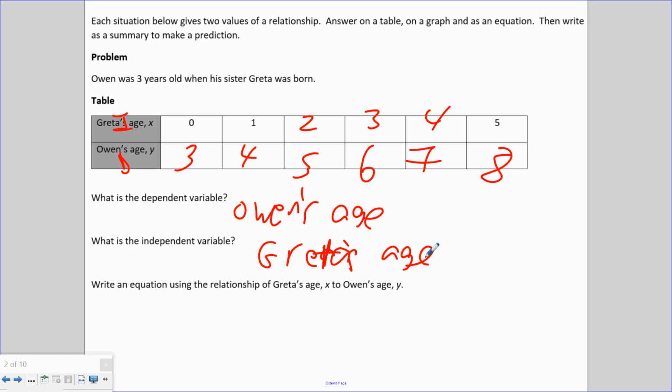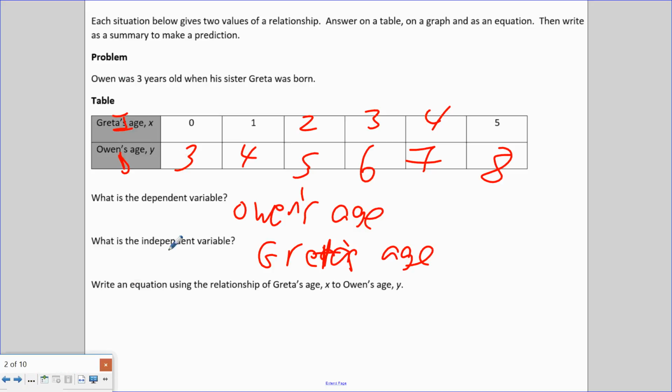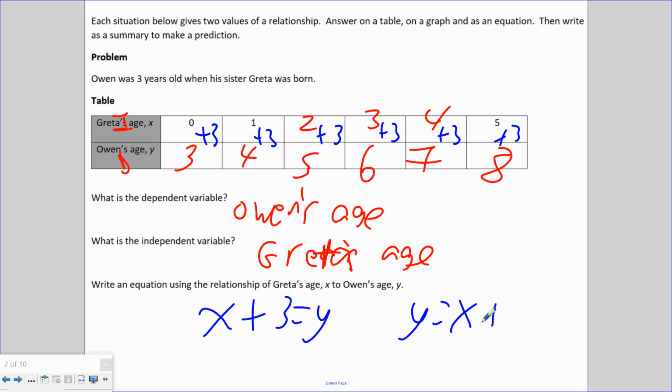Write an equation using the relationship of Greta's age to Owen's age. Let me use a different pen color. I'll use blue for this one. Is the relationship multiplicative or additive? Well, I can't multiply anything by 0 to get 3, so it must be plus 3. Think about it. In a real world situation, it said he is 3 years older, so you add 3. So it's x plus 3 equals y, or y equals x plus 3, because you're adding 3 to Greta's age to find Owen's age.